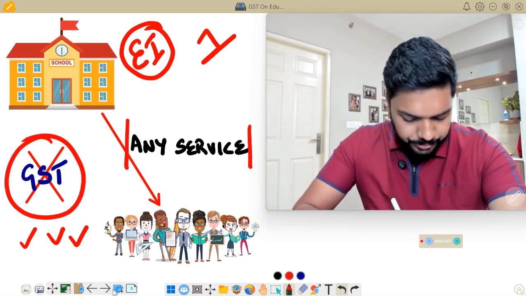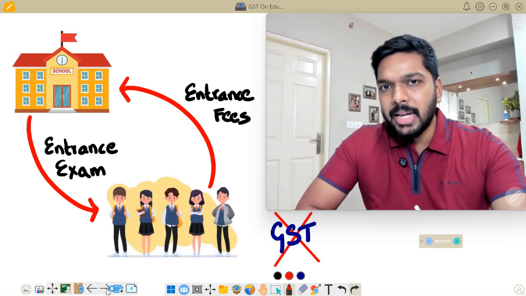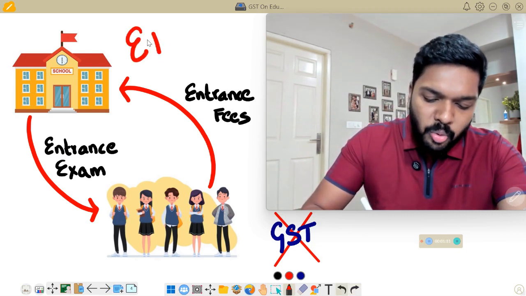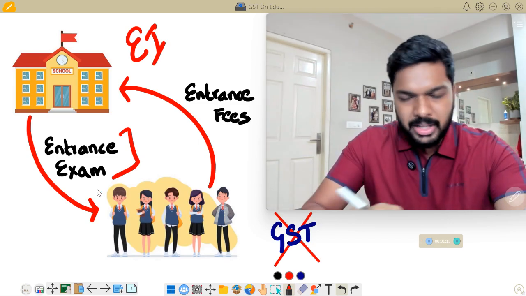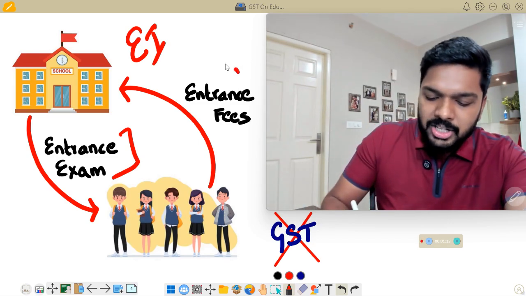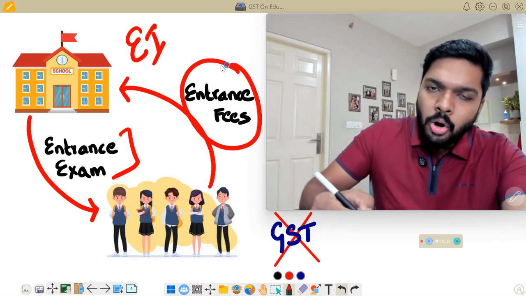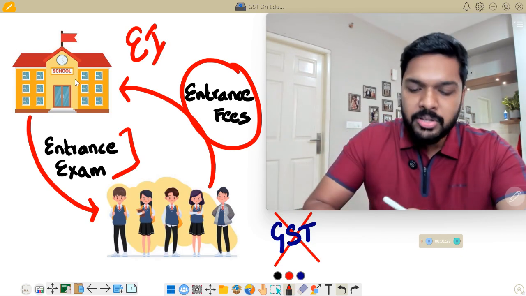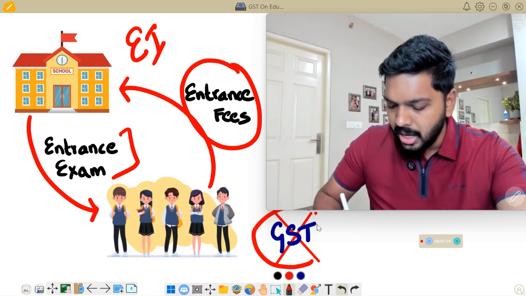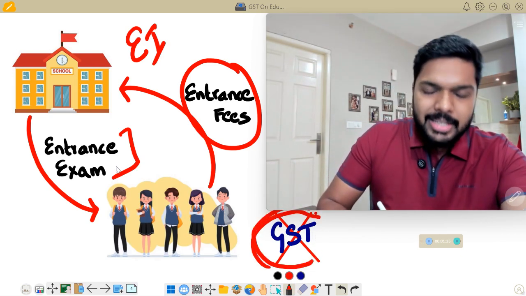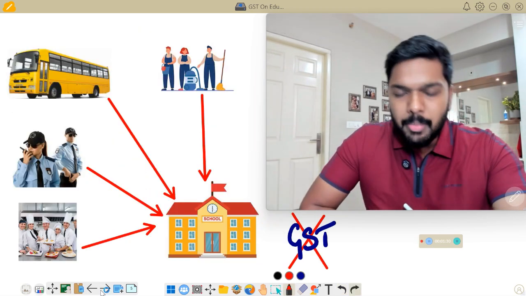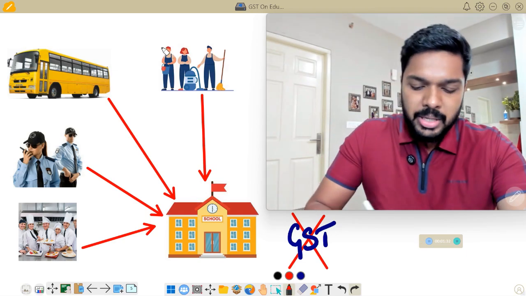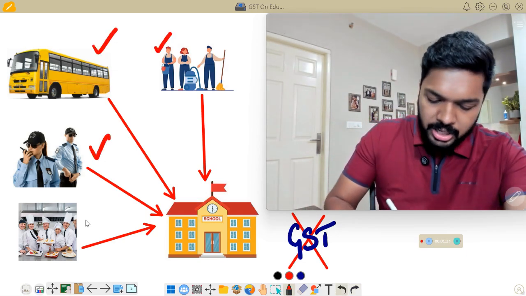That's point number one. The second one is that education institutions also provide their space to conduct entrance exams for students to come there and write. For that, they charge entrance fees as a consideration. On these entrance fees, the education institutions will not charge any GST. In other words, on entrance exam services, GST is exempt. Number three, you have a specific type of services, be it cleaning, transportation, security, catering.